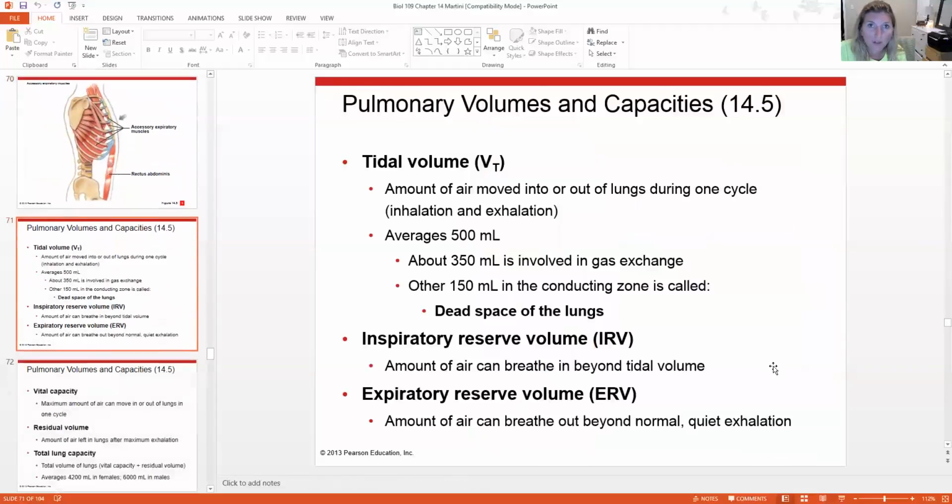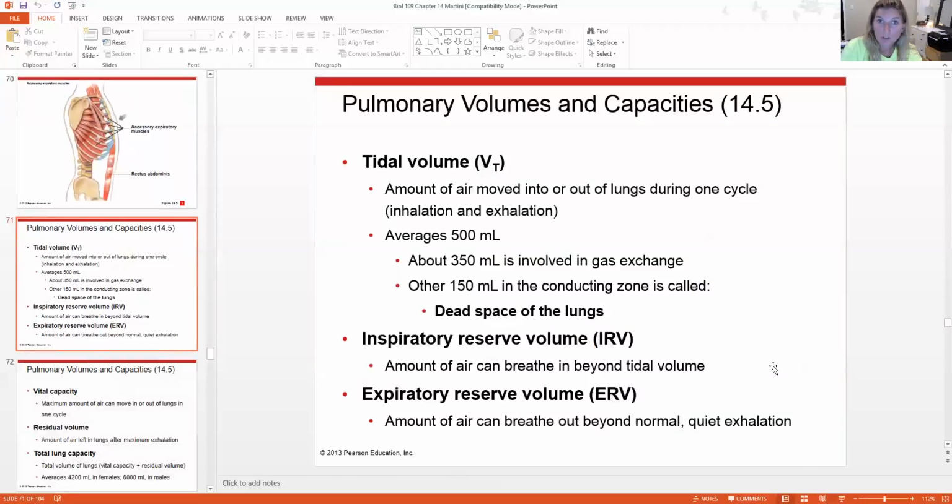So let's talk about some volumes and capacities. I mentioned tidal volume already. This is the amount of air that's moved into and out of the lungs during one cycle of quiet breathing. The average is around 500 milliliters. You do have what we call dead space of the lungs. This is the conducting zone, where there's actually no gas exchange taking place. The dead zone sounds kind of creepy, but it basically just means that's not the air that's being exchanged. Only 350 of that 500 is actually in the alveoli at that exchange surface.